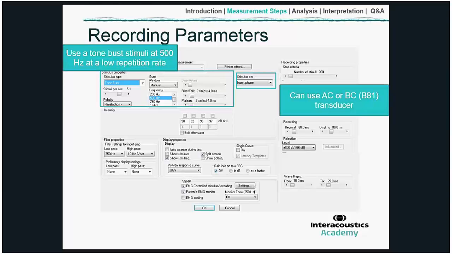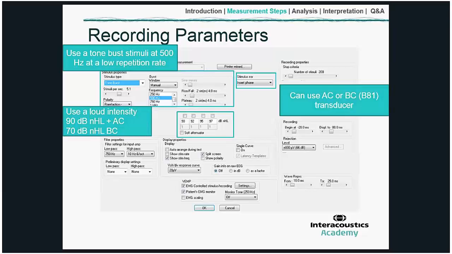You can choose between your insert earphone, supra or headphone, or you can use a bone conduction vibrator. If you are going to do bone conduction VEMPs, then we recommend you use the B81 bone conductor, which is going to give you a much bigger chance of getting a cVEMP than the B71, because it can increase to much louder intensities.